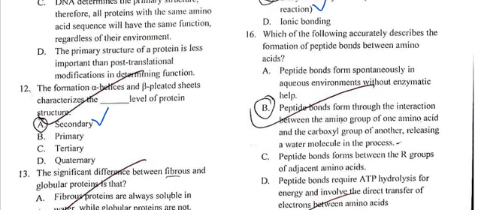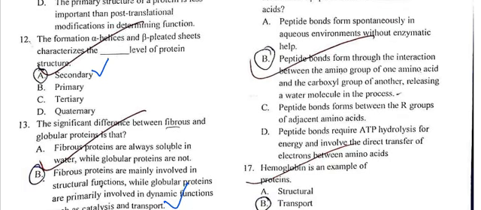Go to question 16. Question 16 is saying which of the following accurately describes the formation of peptide bonds between amino acids? Peptide bonds between amino acids. A, peptide bonds form spontaneously in aqueous environments without enzymatic help? No. B, peptide bonds form through the interaction between the amino group of one amino acid, this is very true, and the carboxyl group of another, and that is very, very true.